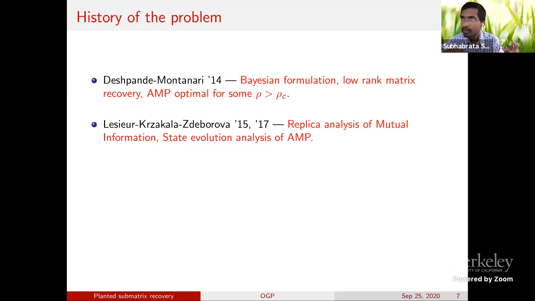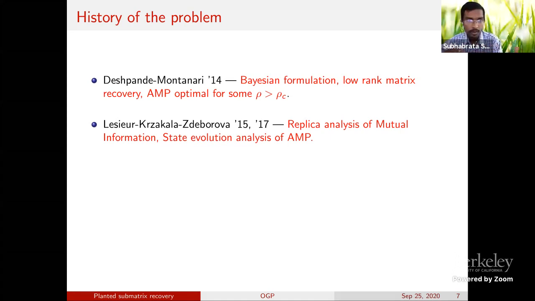Back in 2014, Deshpande and Montanari initiated a study of this setting where the entries of the spike were IID Bernoulli with probability rho. They analyzed the behavior of the Bayes optimal AMP, and they concluded that there is some critical density rho critical, such that if rho is bigger than this rho critical, then AMP-based algorithms will perform Bayes optimal inference in this problem.